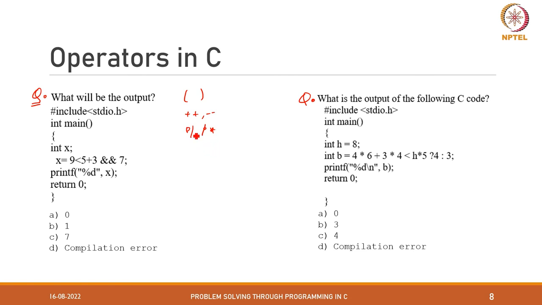multiplication, division, and modulo operations. Then you have the addition and subtraction operations. Then you have the relational operations. Then you have the logical operations. So this is the order of operator precedence. Parentheses will have the highest priority, anything inside the parentheses, and this is the order.